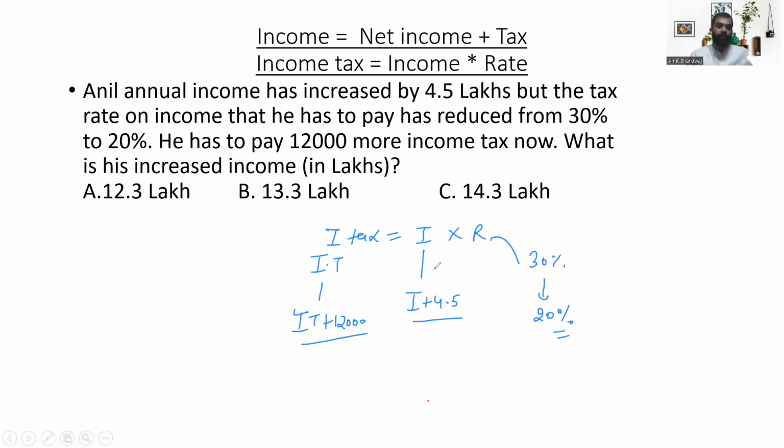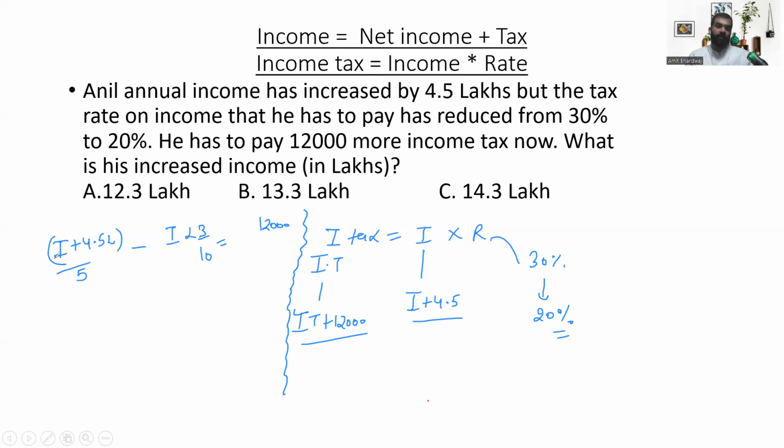So my suggestion to you, later on you are paying more income tax, finally you are paying less income tax. Okay, so more minus this. We can say that I plus 4.5 lakh, 20% means 1 by 5, minus I, 30% means 3 by 10. This difference should be 12,000. I hope it's quite easy. This is clear to you, right?